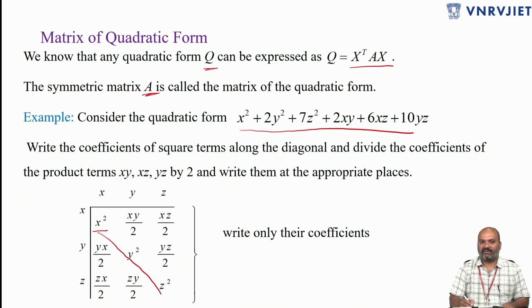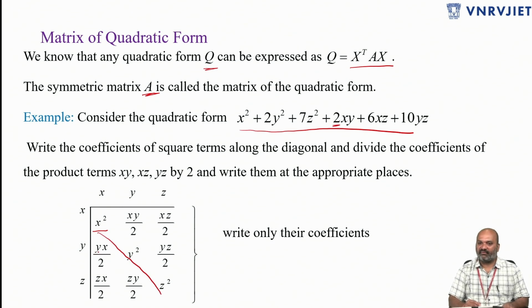Okay. Next, coming to the product terms. So xy coefficient, yz coefficient and xz coefficient. xy means it's the first variable into second variable. So therefore it is 1, 2 position. Its coefficient is 2. Observe here, it is a symmetric matrix. So the coefficient of xy must be shared to the positions 1, 2 as well as 2, 1.